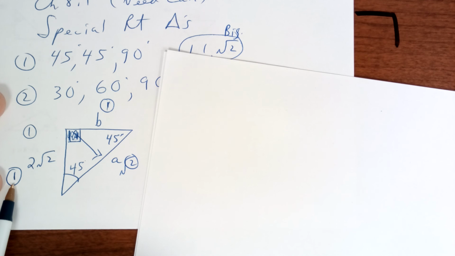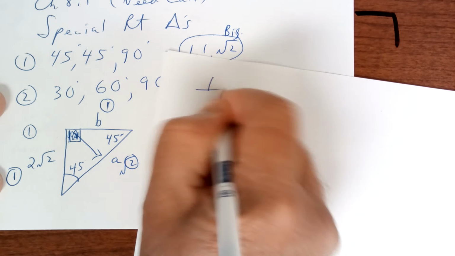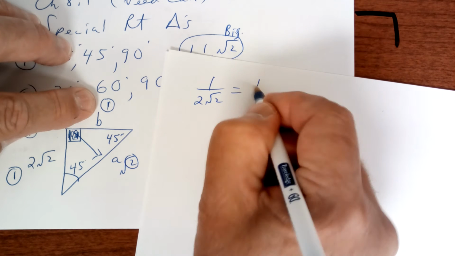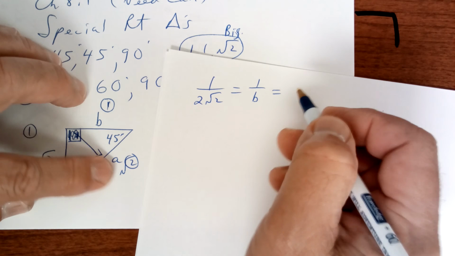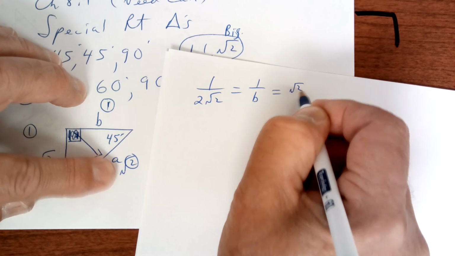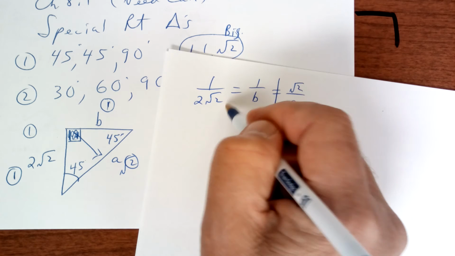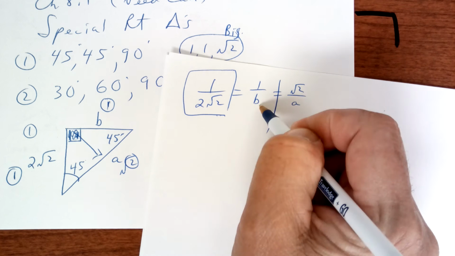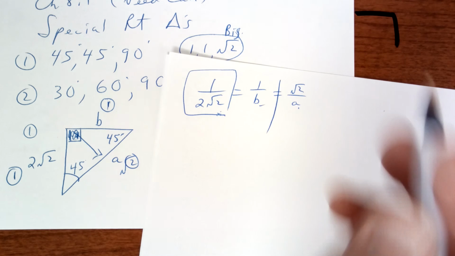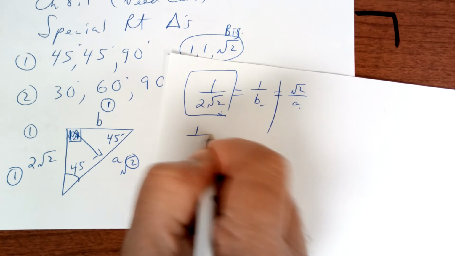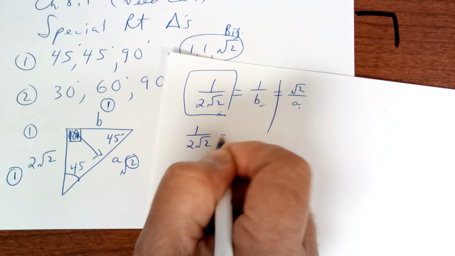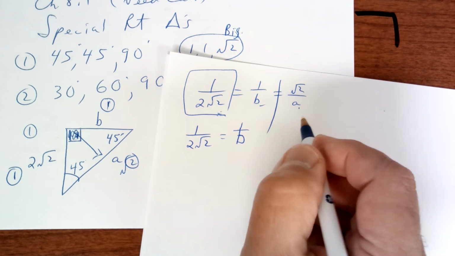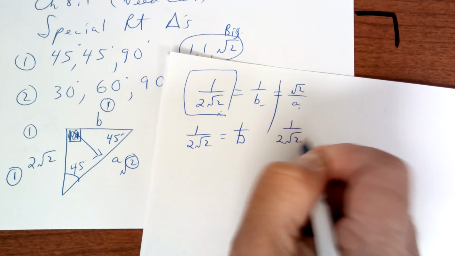So you're going to do 1 over 2 square root of 2 equals 1 over b equals square root of 2 over a. Now this one, you know both of these. This one has a variable, this one has a variable. This is called your scale factor. So you're going to use 1 over 2 square root of 2 is equal to 1 over b. It's going to be one answer. And then 1 over 2 square root of 2 is equal to square root of 2 over a.